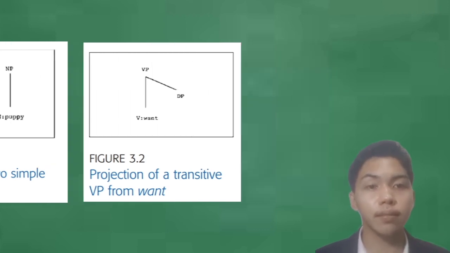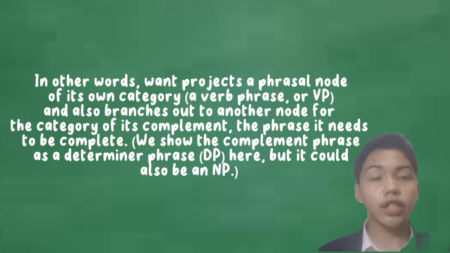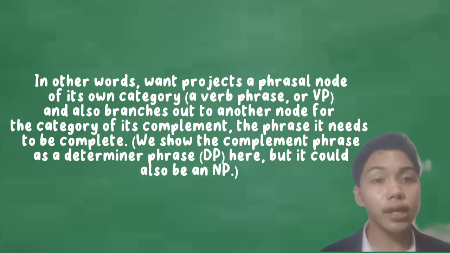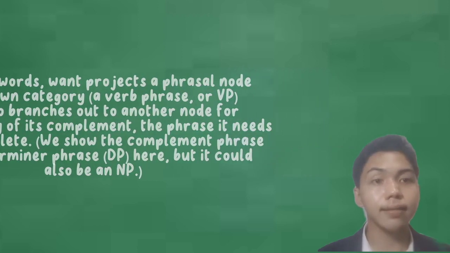upside down trees. In other words, the verb projects a phrasal node of its own category, a verb phrase or VP, and also branches out to another node for the category of its complement. The phrase needs to be complete. We show the complement phrase as a determiner phrase or DP here, but it could also be an NP. In a transitive verb phrase, the verb is the head of the phrase.